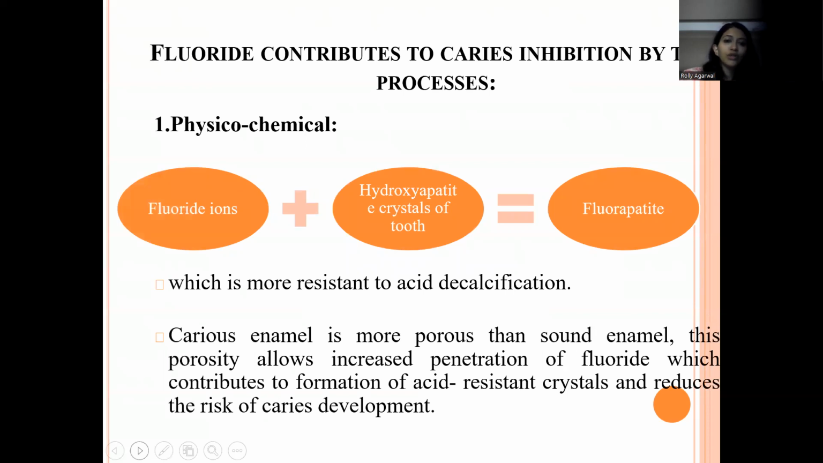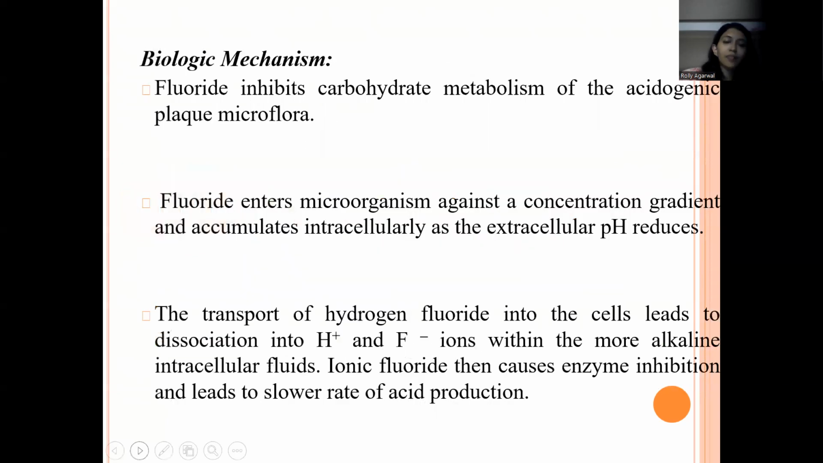Fluoride contributes to the caries inhibition in two ways. One is physicochemical inhibition, which is the mere resistance to acid decalcification. Carious enamel is more porous than sound enamel. This porosity allows increased penetration of fluoride, which contributes to the formation of acid-resistant crystals and reduces the risk of caries development. Then we have biologic mechanisms.